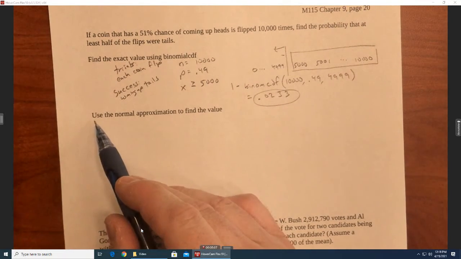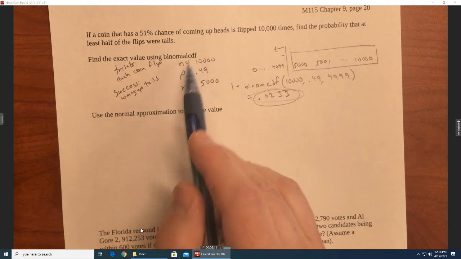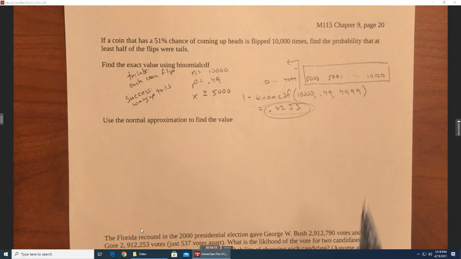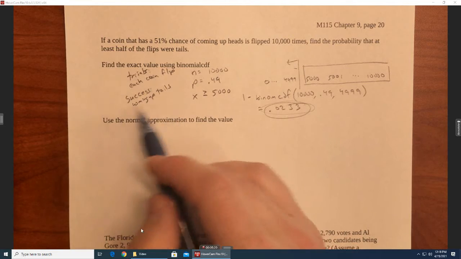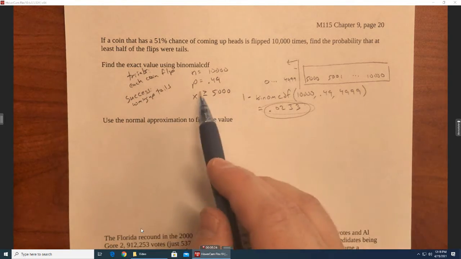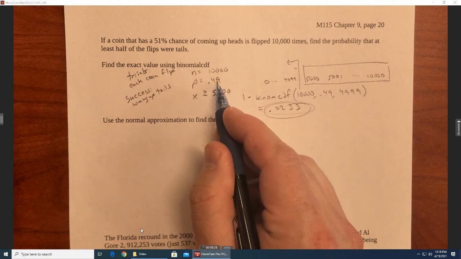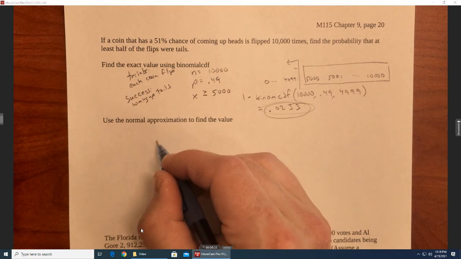All right, so this is the exact number. This is the exact value for that probability. Let's go ahead and use the normal approximation to find the value now, though. So to use the normal approximation, first off we have to have a binomial distribution, which we obviously do. That's what we just did. We need to figure out what our n and our p are. Okay, we have those. Then we need to use those to figure out what our mean is.